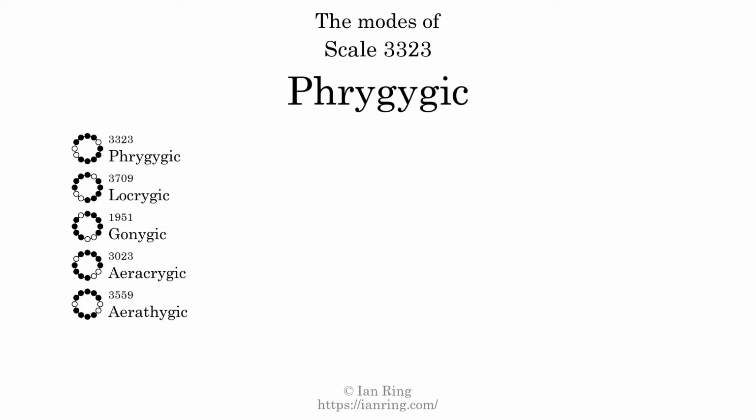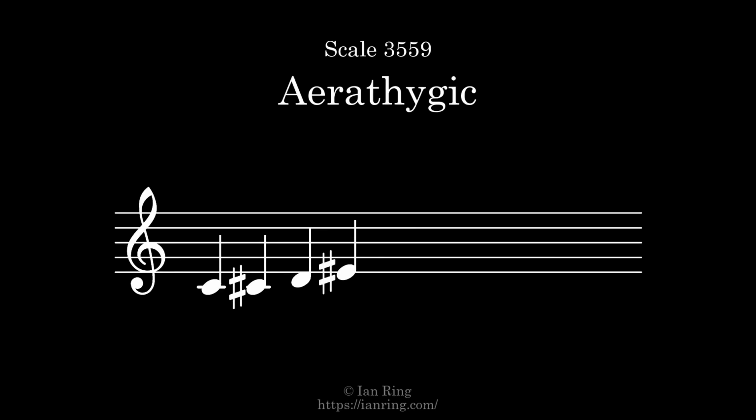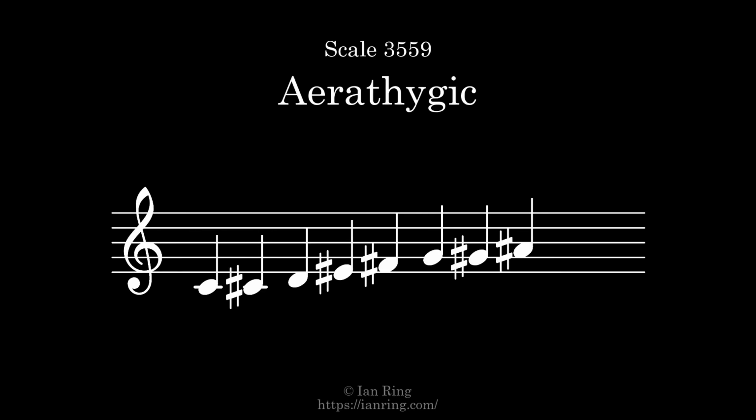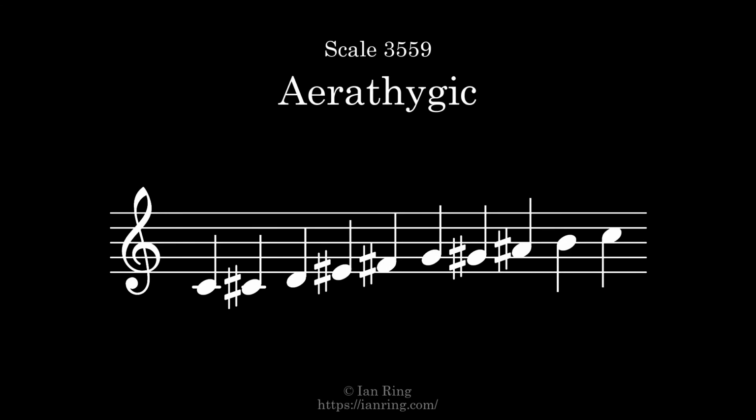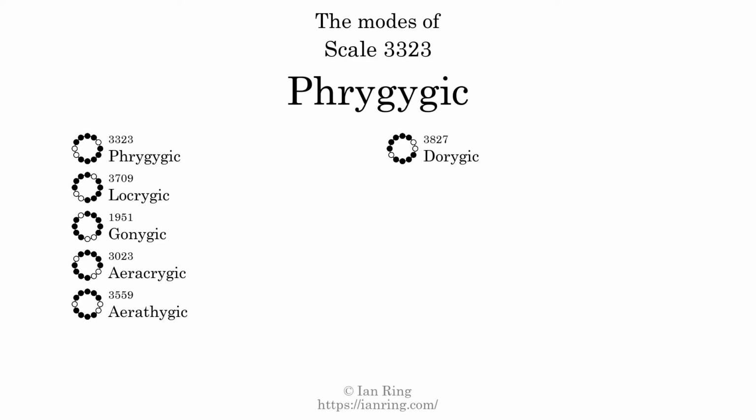The fifth mode is scale 3559, also known as Phrygygic. It sounds like this. The sixth mode is scale 3827, also known as Phrygygic. It sounds like this.